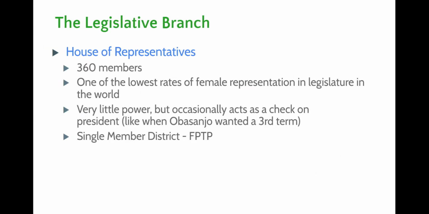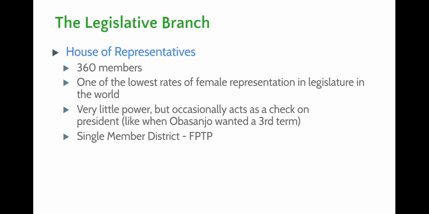All right, and now we'll go to the lower house of Nigeria, which is the House of Representatives. So they have 360 members, all of them voted in by first past the post. Nigeria is divided up into 360 different congressional districts. Whoever gets the most votes in each congressional district wins.